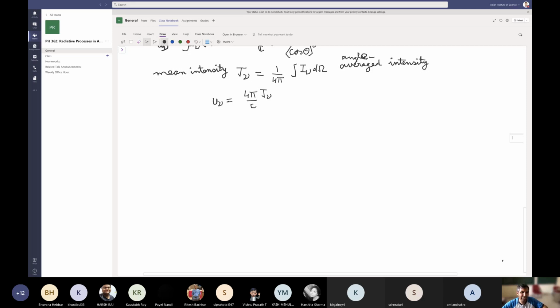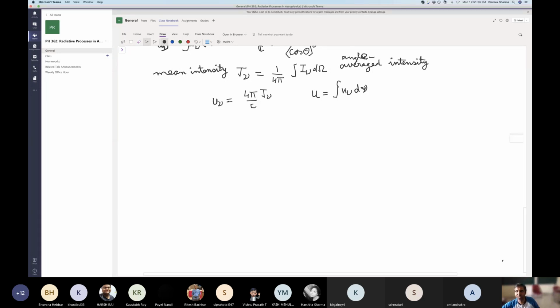Again, you can actually integrate U nu over all frequencies, and you get U, which is energy density, which is nothing but the integral of U nu d nu. So here again, as I mentioned, a lot of complication is due to the definition and nothing else. Okay, so this is mean intensity.